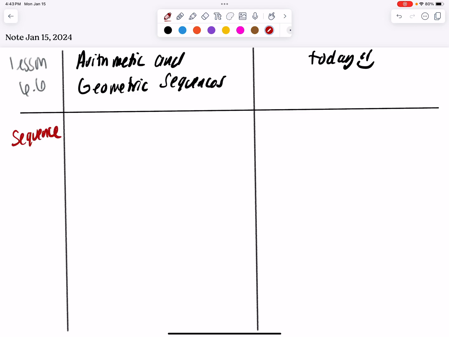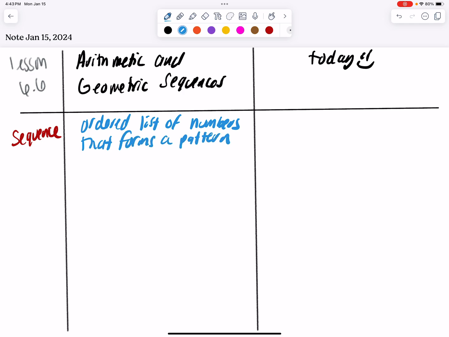All right, so a sequence is an ordered list of numbers that usually forms a pattern. Each number in a sequence is called a term of the sequence.